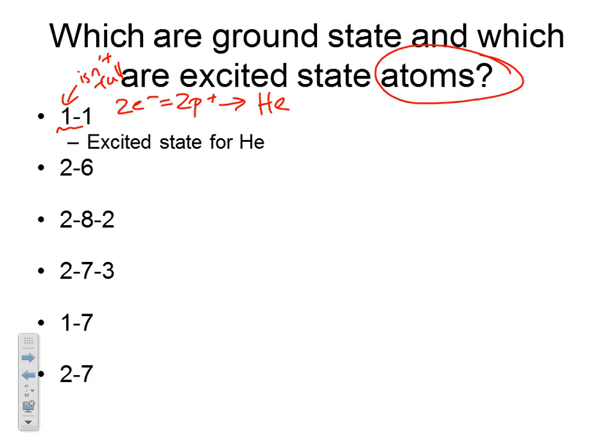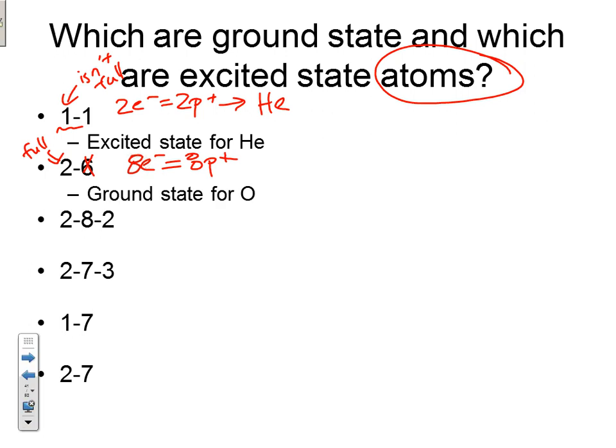The next one is 2-6. This is a ground state configuration because, again, we never look at the last one, so the last one doesn't matter, and the first one is full. So that means it's ground state. Everything up to the last one is full. But again, we want to figure out what atom it is. So this is 2-6, which means there's a total of 8 electrons, which if it's an atom means that there are also 8 protons. And if there's 8 protons, that means it's oxygen. So this is the ground state electron configuration for oxygen.